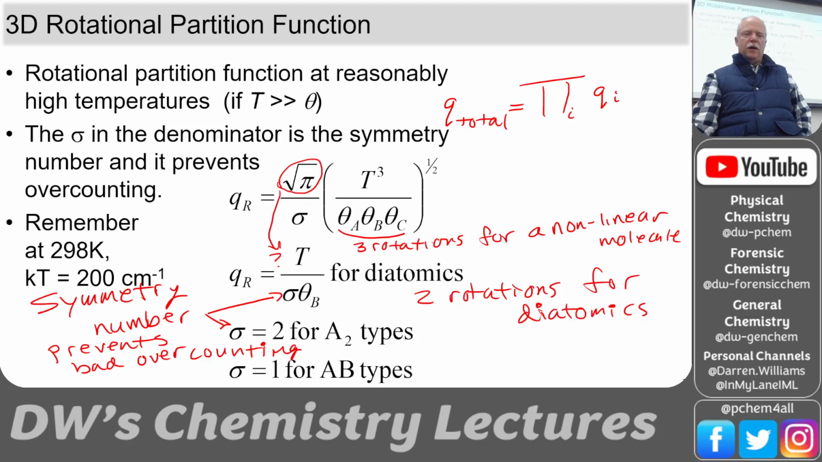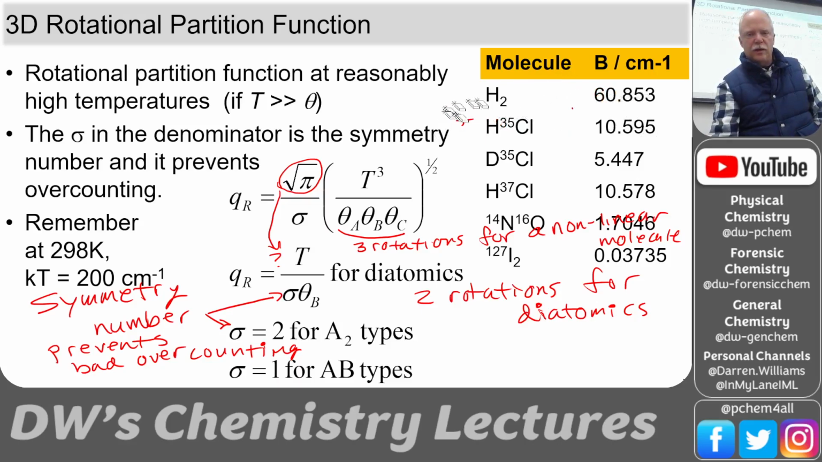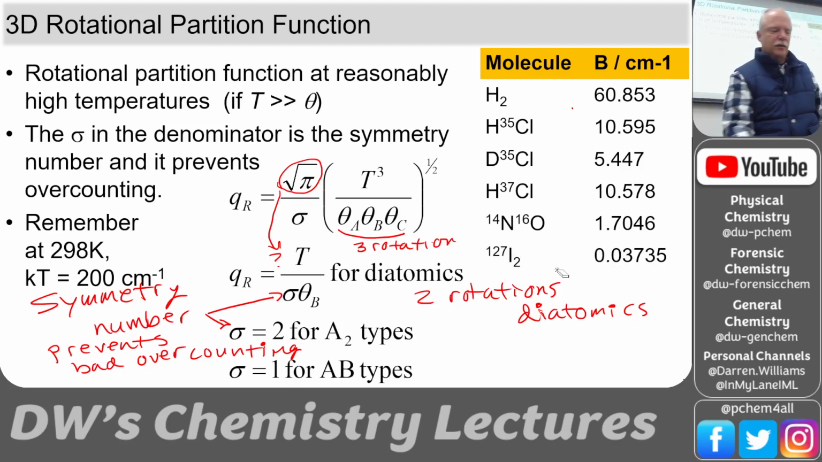Okay, and remember, at room temperature we have around 200 wave numbers of energy available, and so we have all of these over here. And room temperature is going to excite these rotational levels quite a bit. The only one that's not super excited is the hydrogen. But if we have 200 wave numbers of energy, all of these diatomics are going to be very excited and have lots of population in the energy levels.